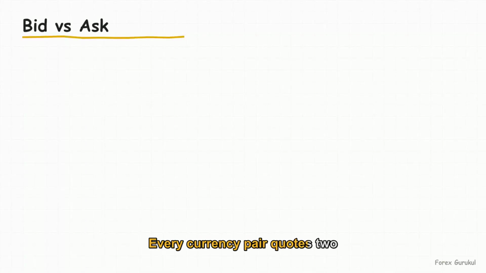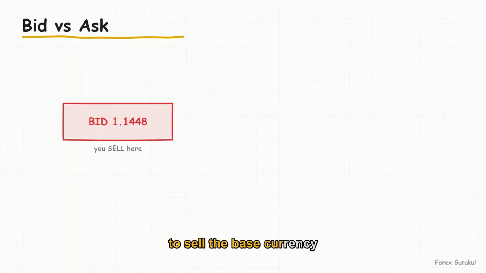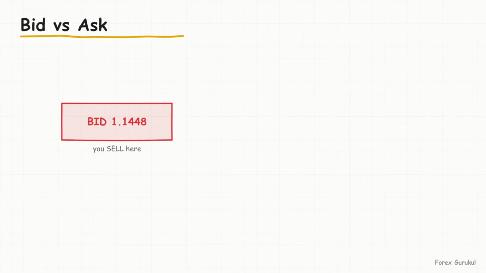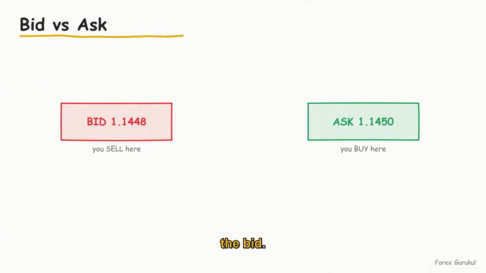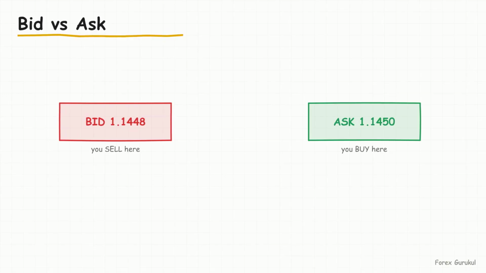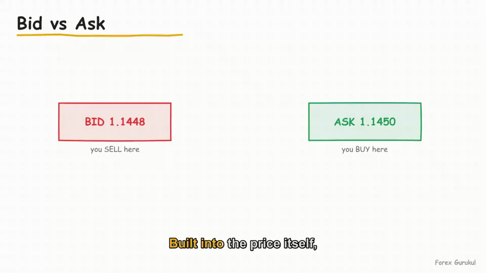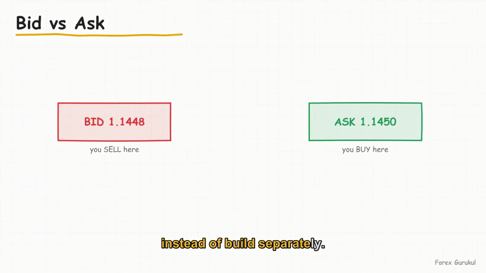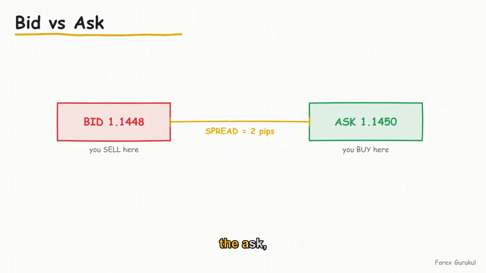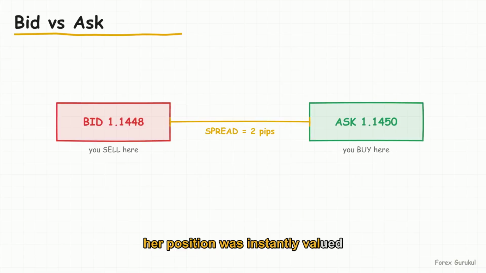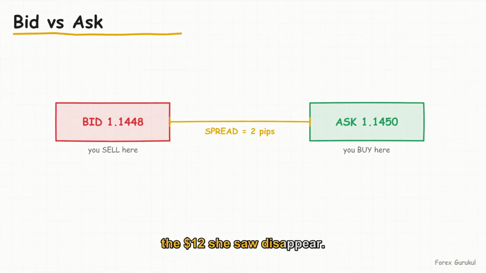Every currency pair quotes two prices at once. The bid is the price the broker will pay you to sell the base currency right now. The ask is the price the broker will sell it to you for, so you can buy right now. The ask always sits above the bid. The gap between them is the spread, and it is not a mistake, it is the broker's cut, built into the price itself instead of billed separately. The moment Priya bought at the ask, her position was instantly valued back at the bid, and that gap is exactly the $12 she saw disappear.